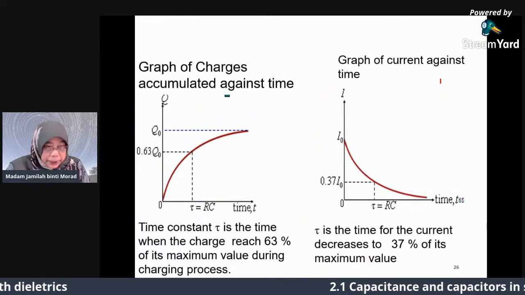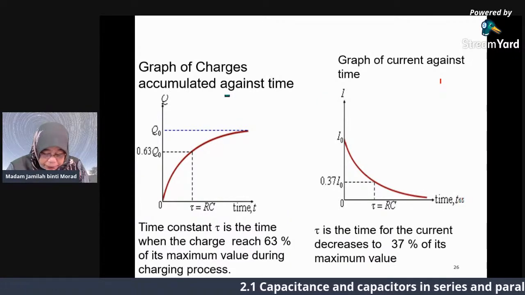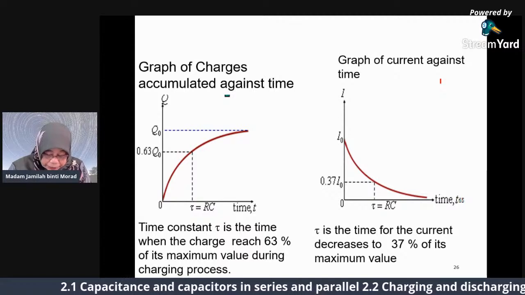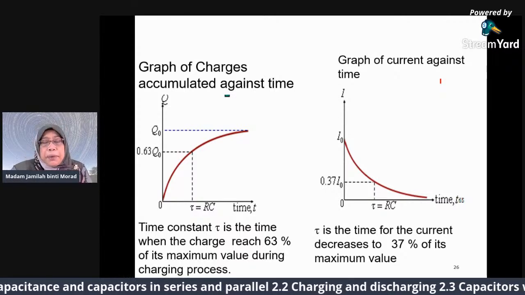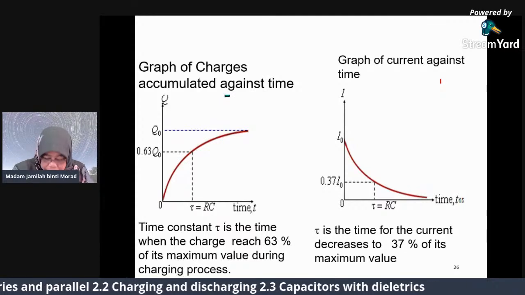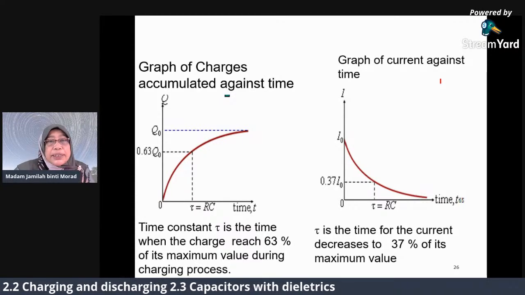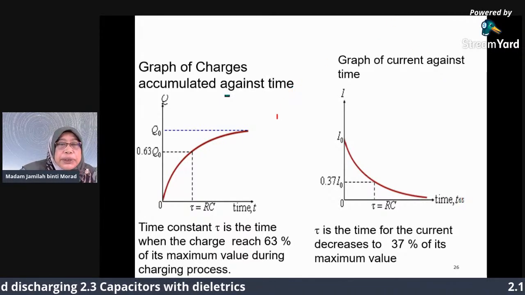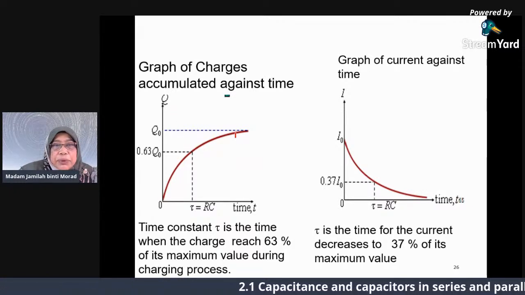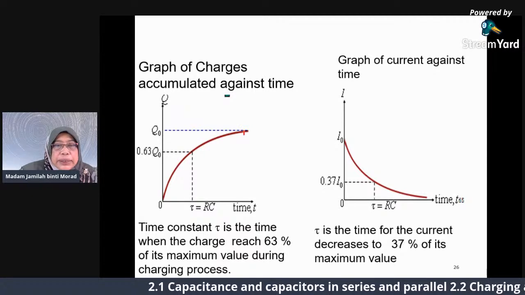Okay, this is the second objective. Sketch and explain the characteristics of the Q-t and I-t graphs for charging and discharging of a capacitor. Let's say you need to sketch a graph of Q against t for charging and discharging. Here refers to the charging process. How do you know it is the charging process? Because the charge here increases up to its maximum value during the charging process.